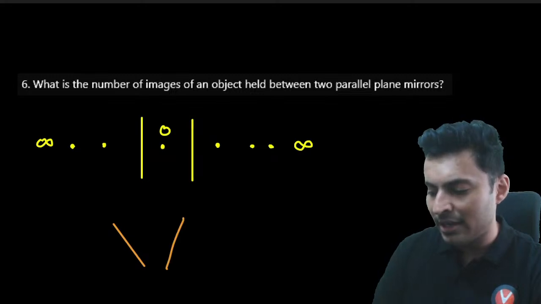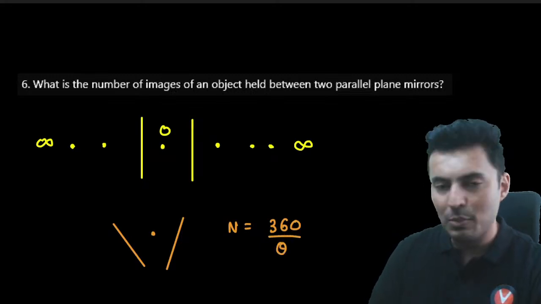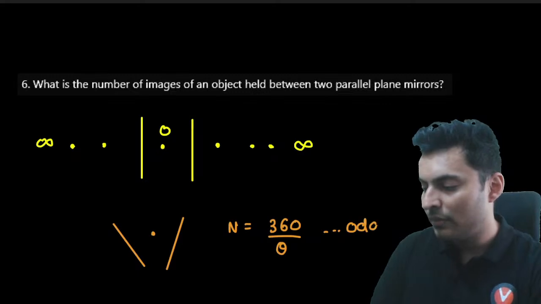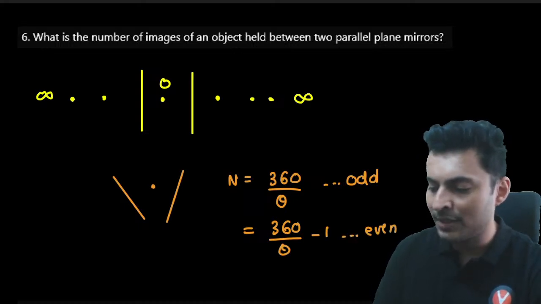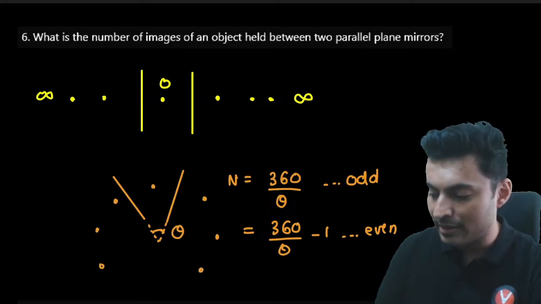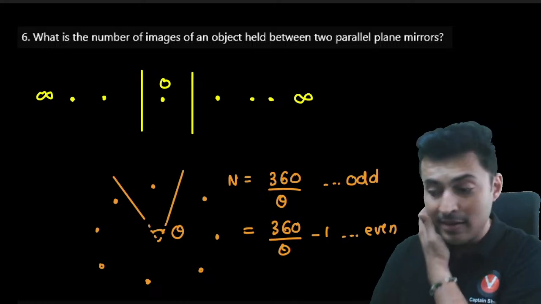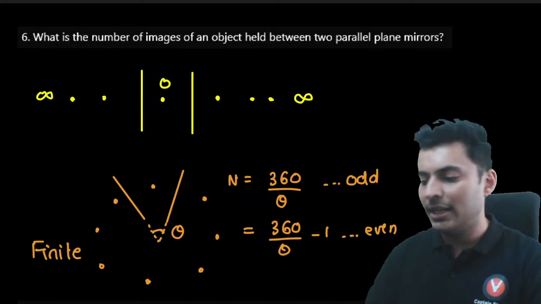But if the mirrors are not parallel, then the number of images formed is 360 by theta if it is odd, and if it is even, then it is 360 by theta minus 1. So this is the formula for it. If the mirrors are inclined at an angle, the images are formed in a beautiful circle, something like this. So the number of images is finite in that case, but for parallel mirrors, infinite images are formed.